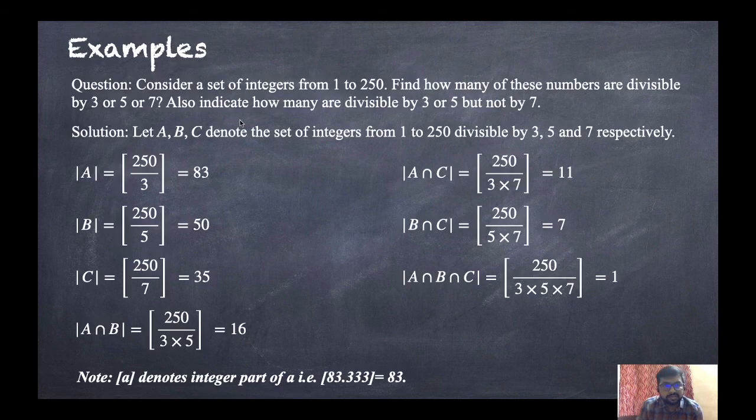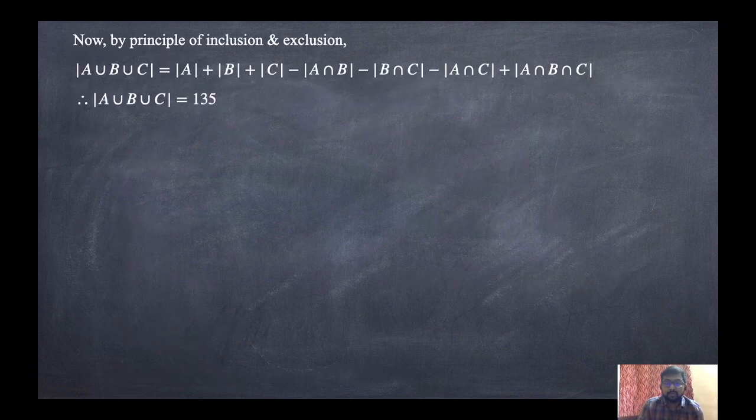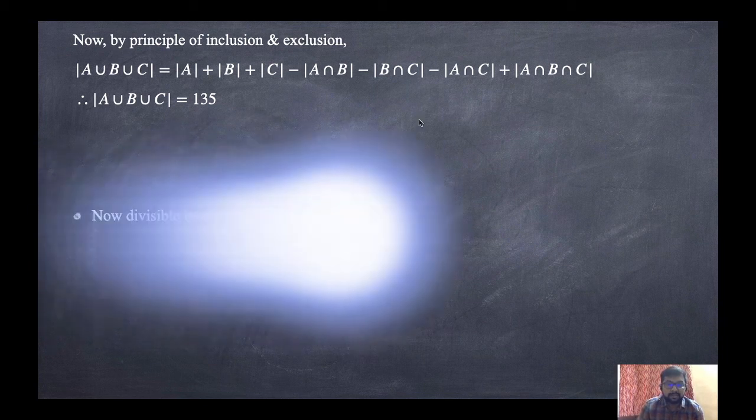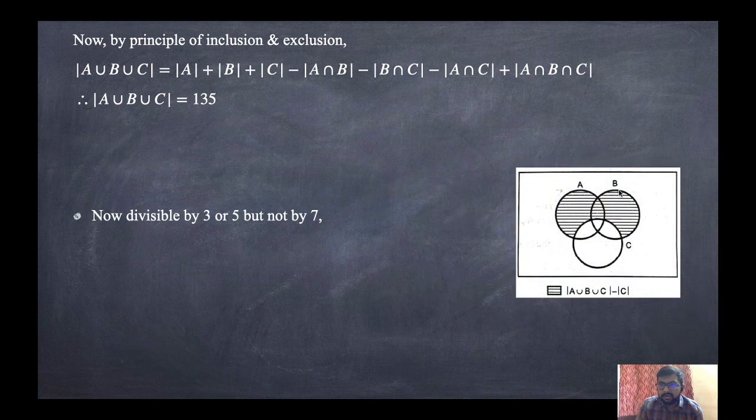Now what is the next question? Also indicate how many are divisible by 3 or 5 but not by 7. Just consider this figure. Divisible by 3 means this A portion, or divisible by 5 means this B portion, but not by 7, so that means cancelling the C portion. So we need to calculate this shaded part, which is divisible by 3 or 5 but not by 7.